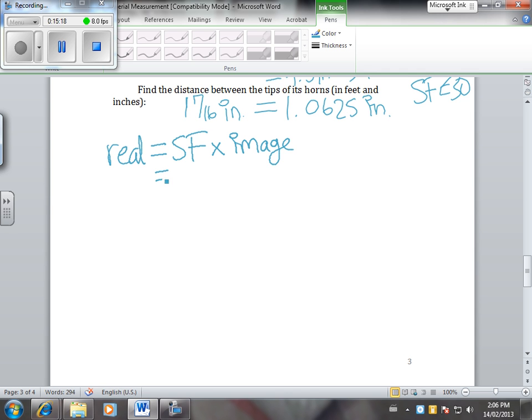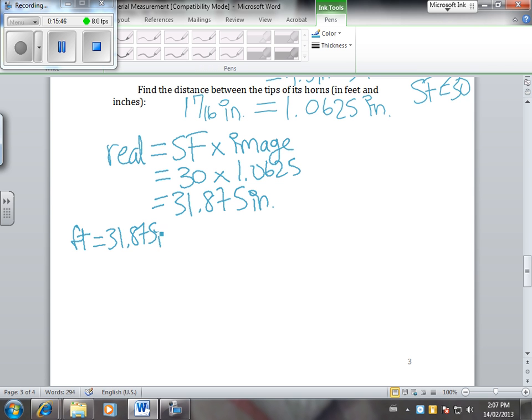Okay, so our scale factor is 30. Our image is 1.0625. That gives us 31.875 inches. When you're doing something like this, keep as many decimal points as you can until we have a final answer. So then we want feet. We have 31.875 inches.